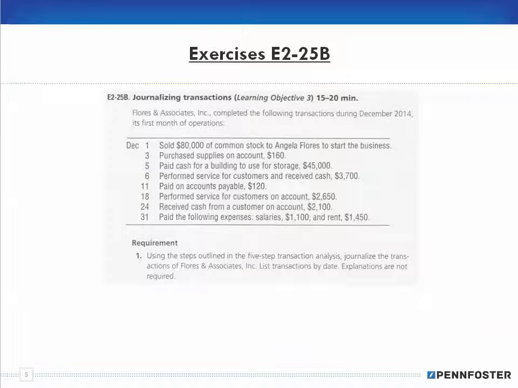Next, 12.3, purchased supplies on account, for 160. So am I affecting cash? No, I'm not affecting cash because I'm buying supplies on account. On account means on credit, and since I'm purchasing, I know that's an accounts payable. So the answer to question 1, am I affecting cash, is no.